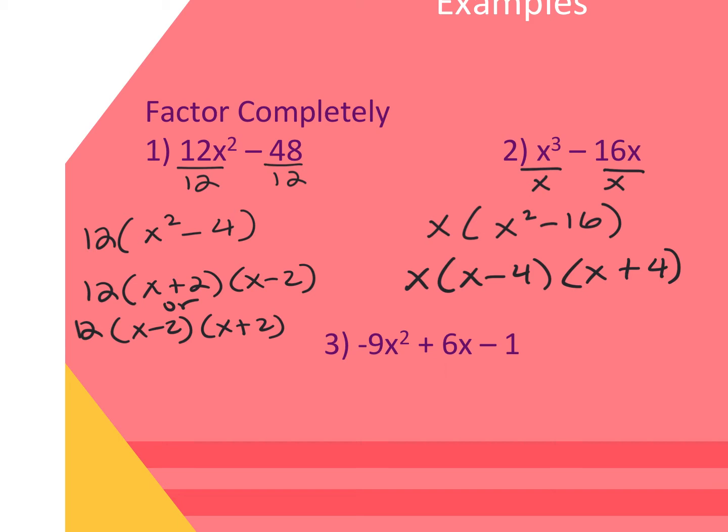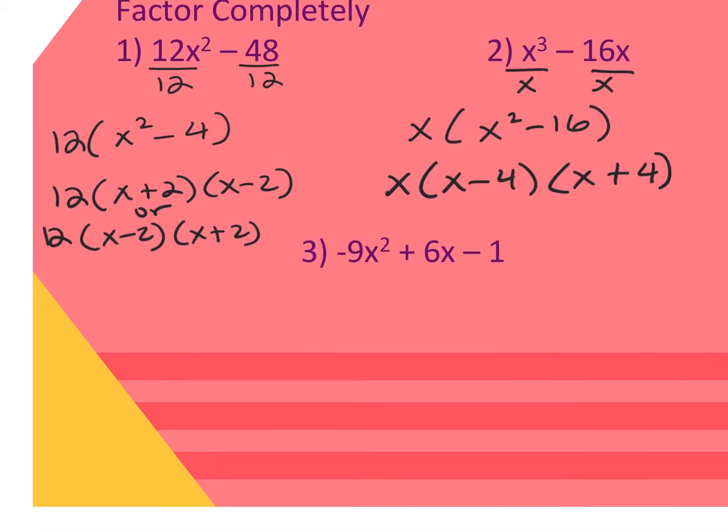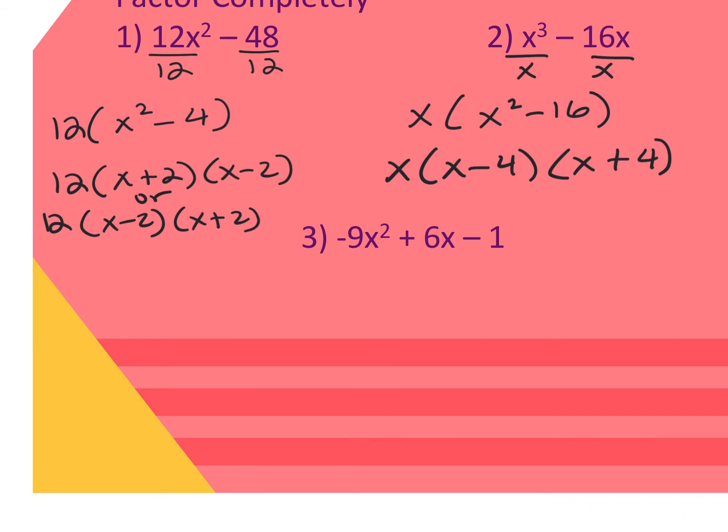The next one, I highly recommend that you get into the habit of making your x squared term positive. When you did the web assign last night, you had to factor out the negative 1. So I'm going to first factor out a greatest common factor of negative 1 to make my x squared term positive. After I divide each by a negative 1, all of the signs change to opposite.